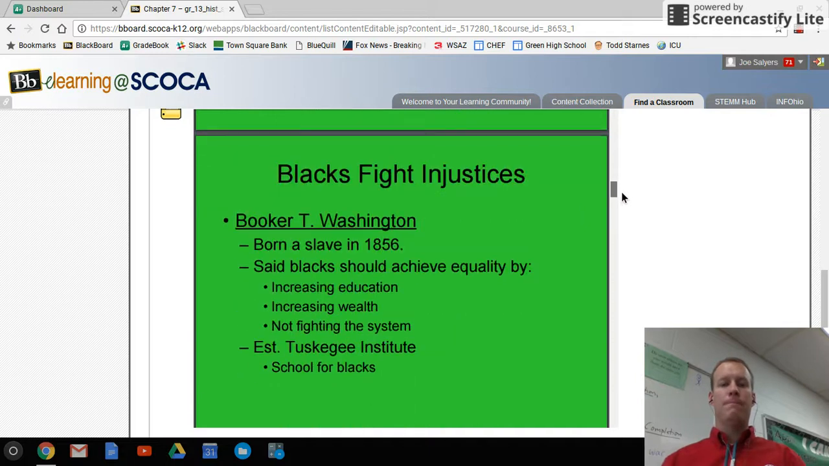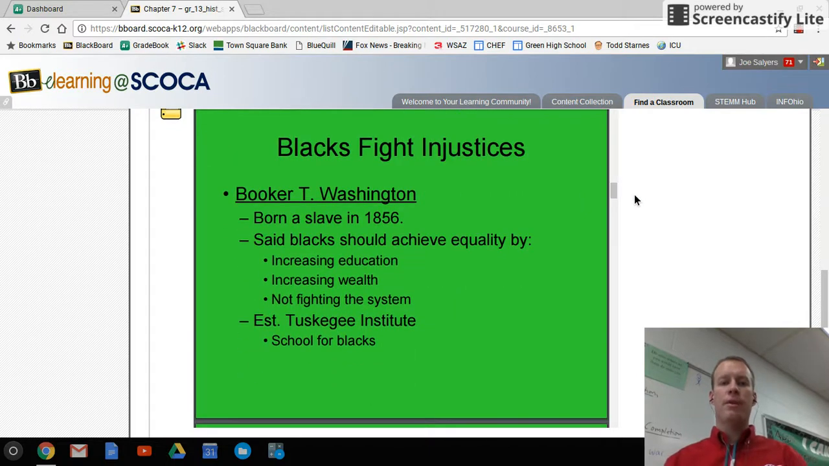Now, there were some African Americans during this time that stood up for these injustices. The first one that we're going to talk about is Booker T. Washington. He was actually born a slave in 1856, and he said that blacks should achieve equality by increasing their education, saving money and increasing their wealth, and not fighting the system, but using the system in order to better themselves and to earn a place in society. He established a college called Tuskegee Institute, which was primarily for African Americans, to help blacks get that education that he felt that they needed.